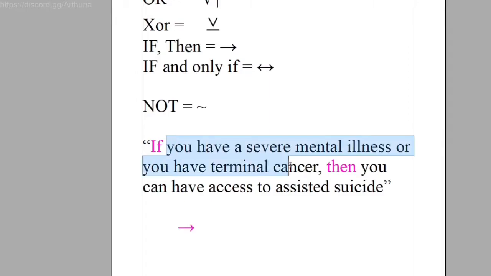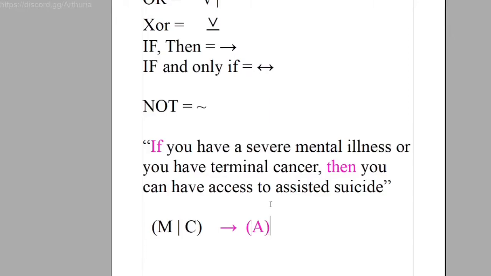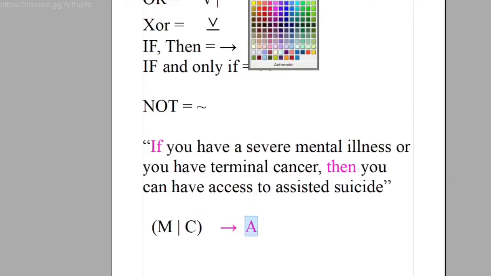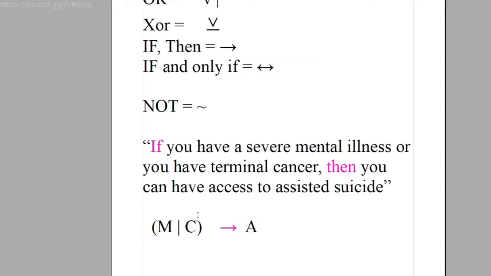But what goes on my left and my right? Well, here it's this, right? Either the severe mental illness or the terminal cancer, right? So I could say either the M happens or the cancer happens. And then if that or statement is true, then I get my assisted suicide. And so that's kind of how parentheses work. Does this make sense to people? How I translated this?